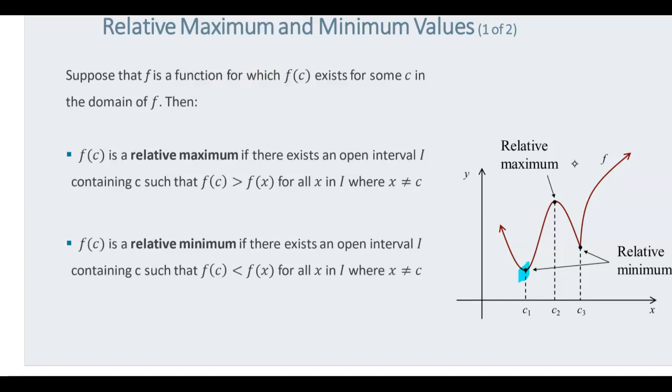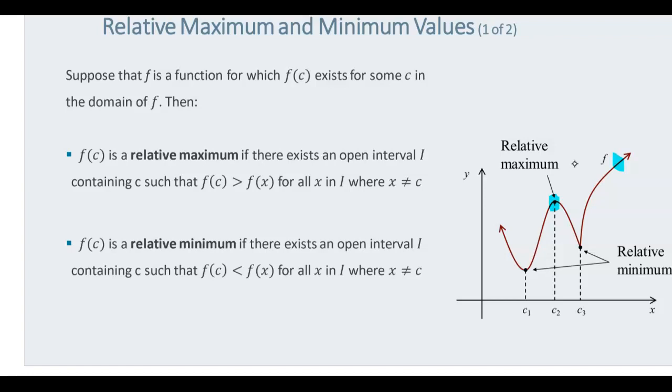Similarly, this point up here is called a relative maximum. It is a maximum just in the region where it sits. Everything around it has a lesser y value. But we know it's not a maximum for the entire function because we can see that there are values over here that are higher than that one.